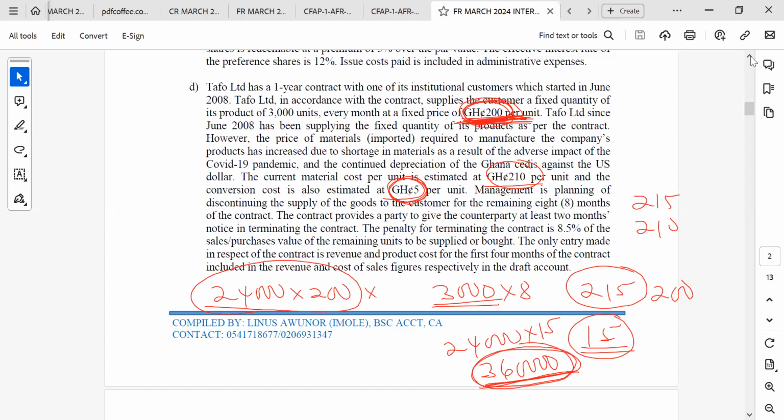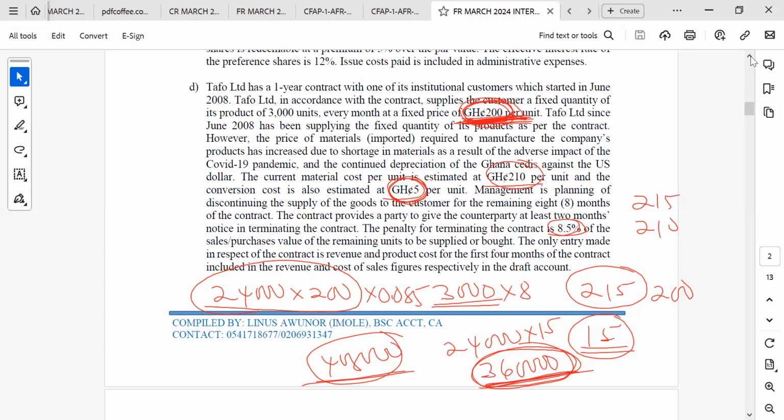But you are paying a penalty, not a finance cost, of 8.5. That will give you 0.85, and that will give you 408,000. If you want to terminate the contract, you'll be paying 408,000. If you want to continue, you'll be incurring a cost of 360. It is clear that you would like to continue.